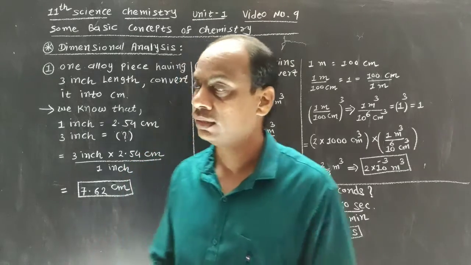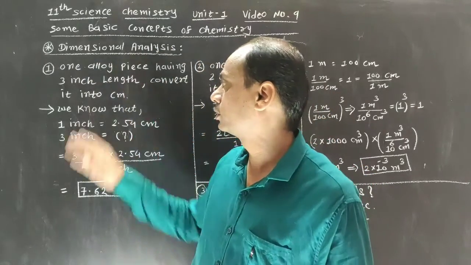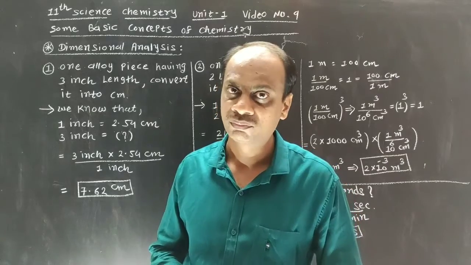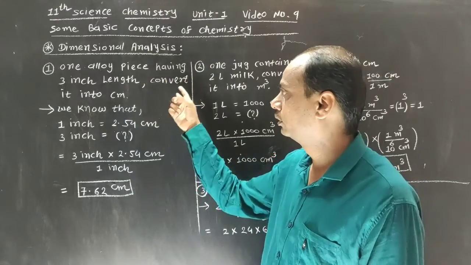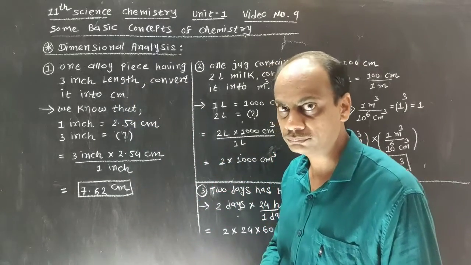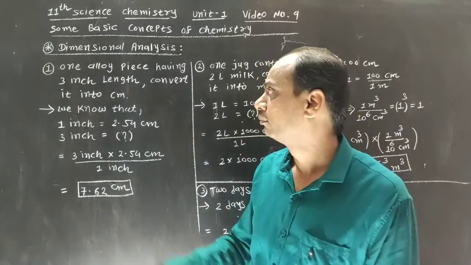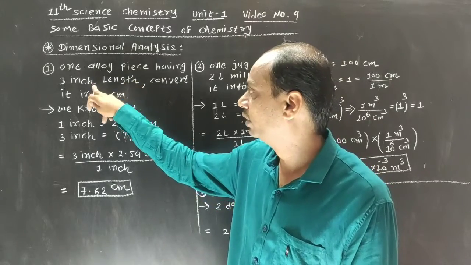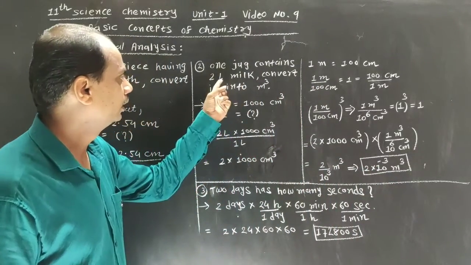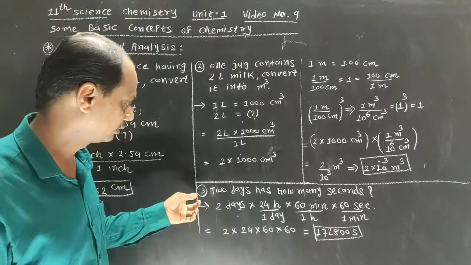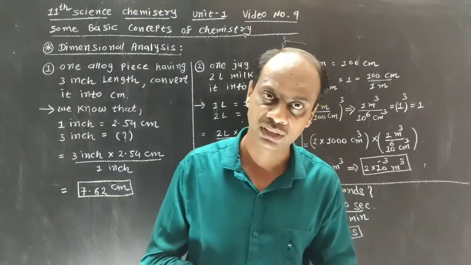So now let us deal with dimensional analysis. To understand this topic, we are going to look at 3 examples. The first one: an alloy piece having 3 inch length converted into centimeter. That means in this topic we are talking about the conversion of one unit into another. The second case is liter to meter cube, and the third case is day to second. These are the interconversions.